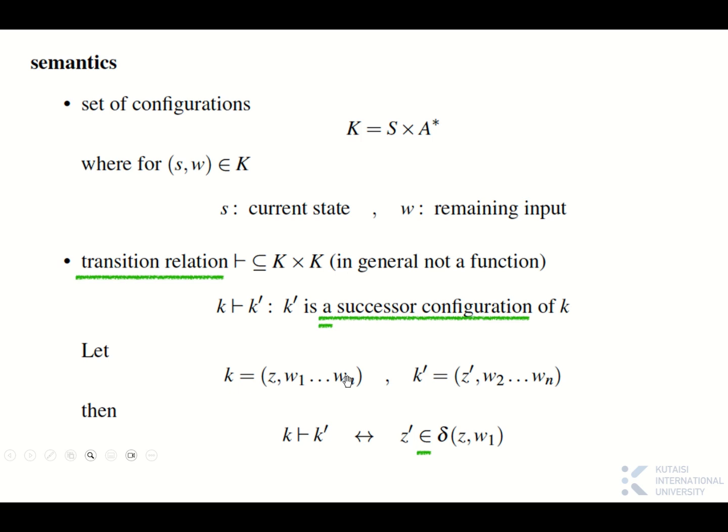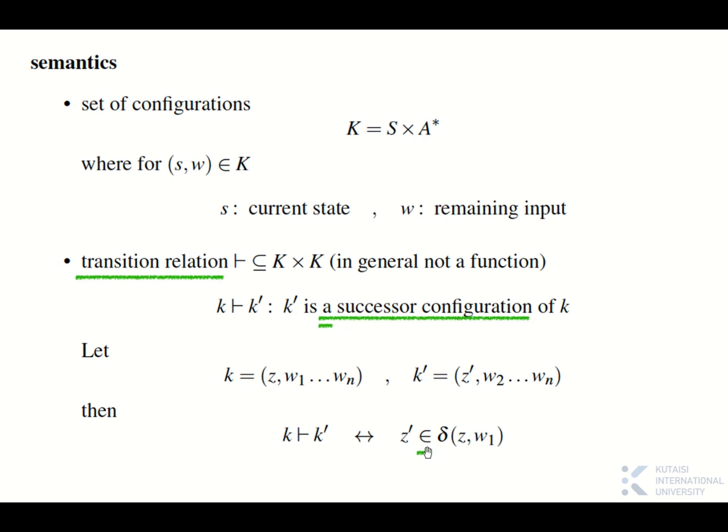And what did we say that the next configuration was? In the case of a DFA, we said that if you have a configuration with a state and a word, and then another configuration with a different state and one less letter, so it starts with W2, then K prime was the next configuration of K if Z prime was equal to delta of Z, W1. I think some of you said this.